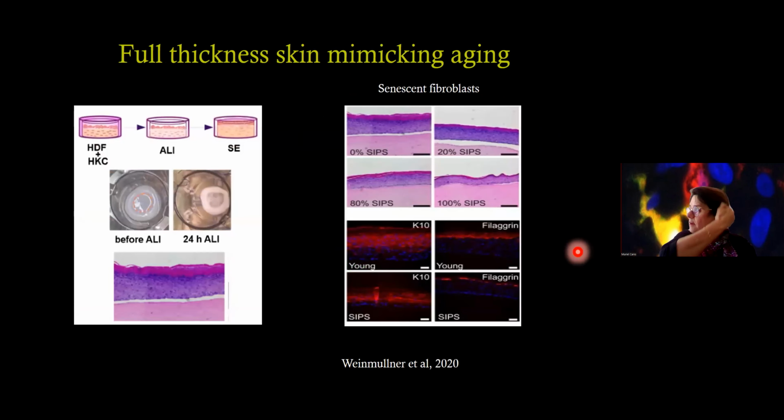There is another model, also to mimic aging. It was used on collagen lattice with collagen with fibroblasts, as you can see here. This model is less effective than the one on DDD, on dead epidermis, because you can see here that there is less attachment between the epidermis and the dermis. As you can see, when you increase the percentage of senescent fibroblasts, so old fibroblasts, you have a decrease in thickness of the skin and you have a decrease in filaggrin.